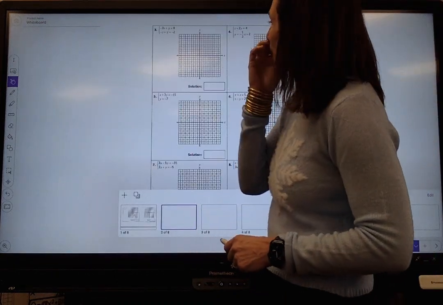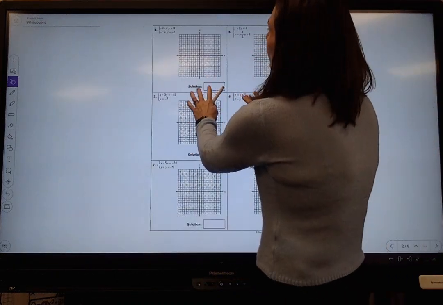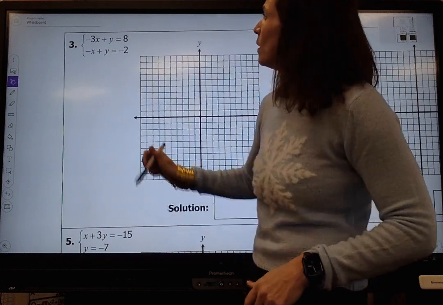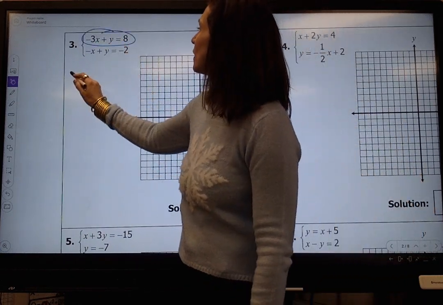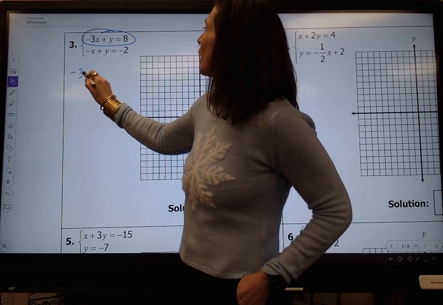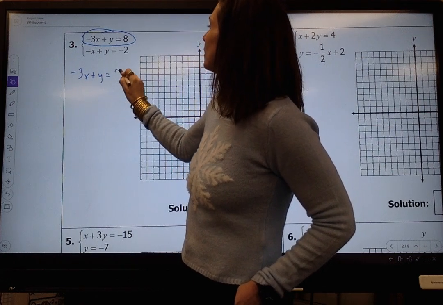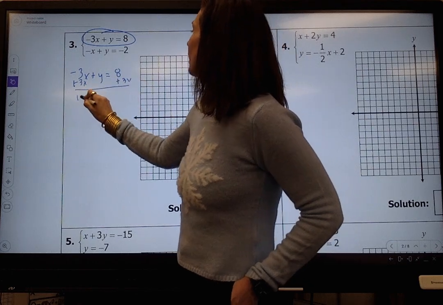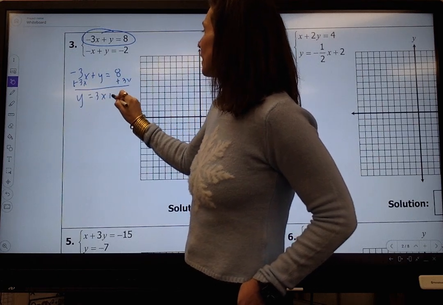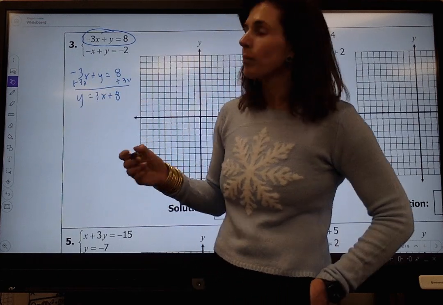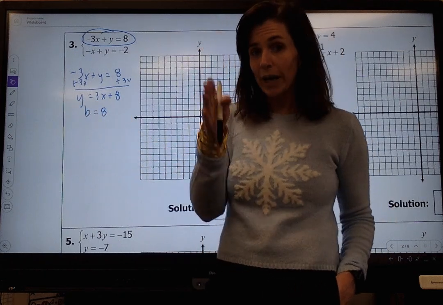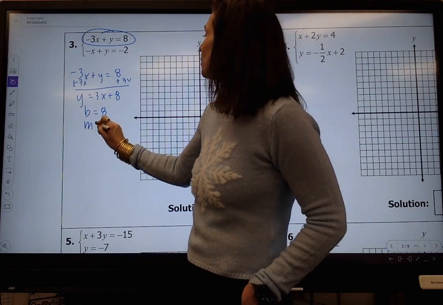Okay, so now when we look at number 3, these are not in slope-intercept form. So the first thing I'm going to do is move it into slope-intercept form. I'm going to get y by itself, so I'm going to add 3x to both sides, and I get y equals 3x plus 8. Since I'm in blue, I'm going to name my beginning point as 8. Remember, your beginning point's your y-intercept, and my slope is positive 3.